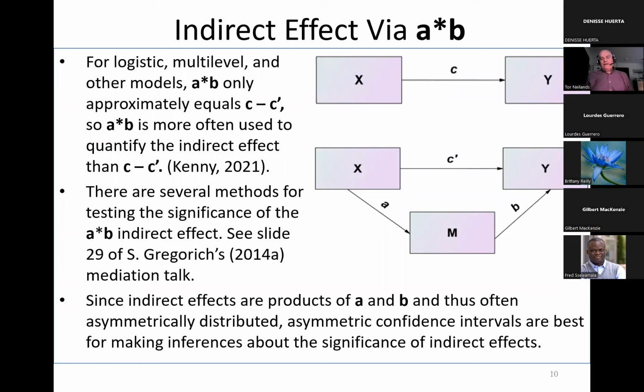So let's talk a little bit about the product method, the A times B approach, a bit more. It turns out that in a linear regression setting, as I was showing you on the last slide, there is this equivalence between A times B and C minus C prime. But for nonlinear or generalized linear models like logistic, multi-level models, and some other models, A times B only approximately equals C minus C prime. And so A times B is more often used to quantify the indirect effect.